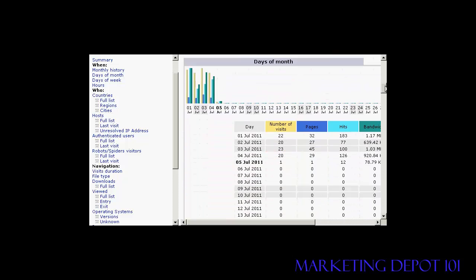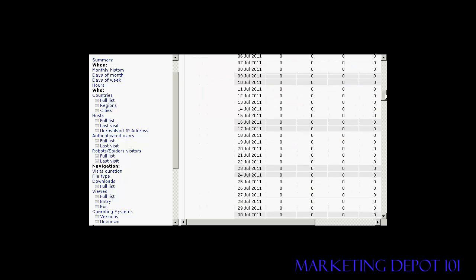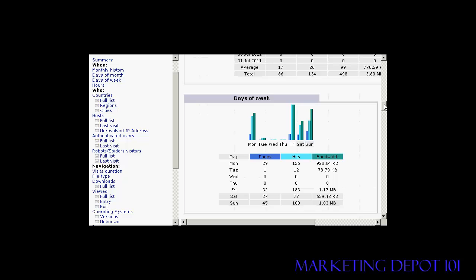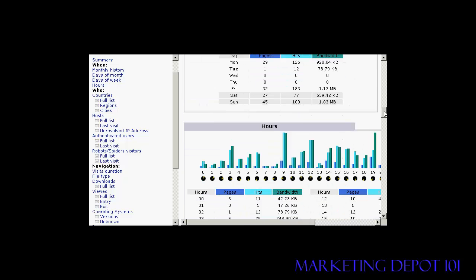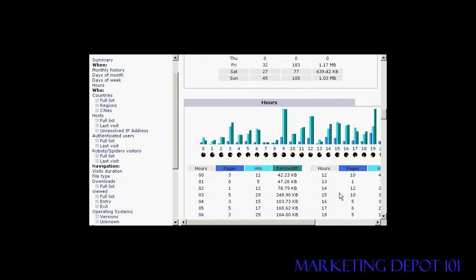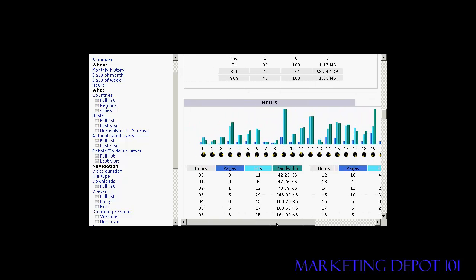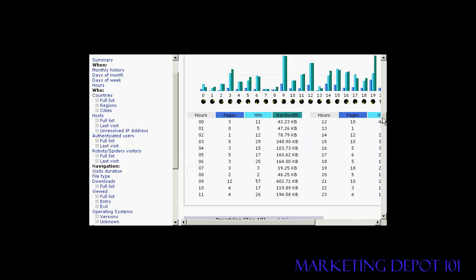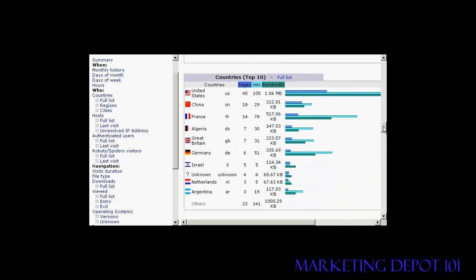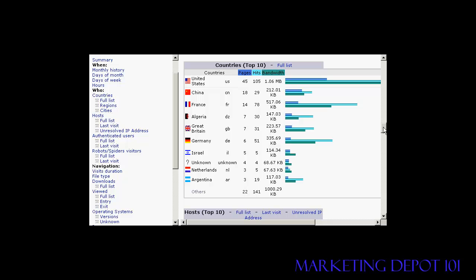Let me go down a bit further. You can see which days of the month attracted the most traffic, which days of the week, which hours of the day. This can be very interesting. It also tells you the countries that visit your website, or where the people who visit your website come from.